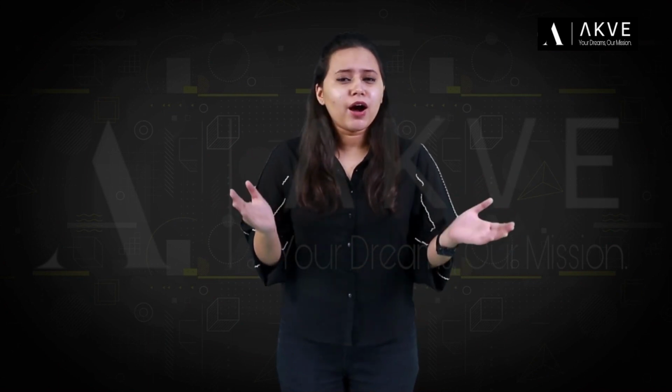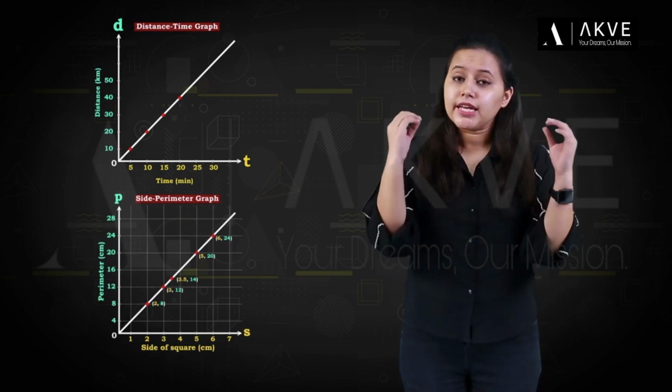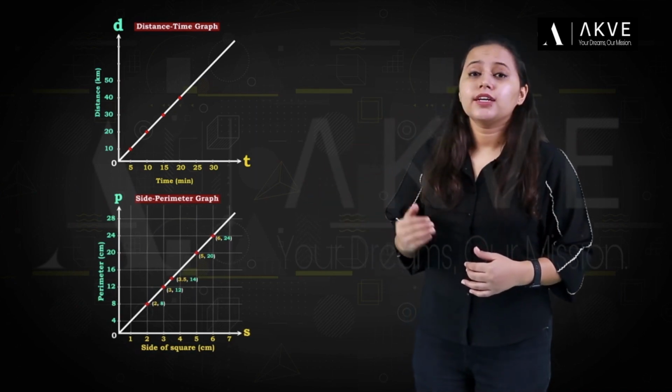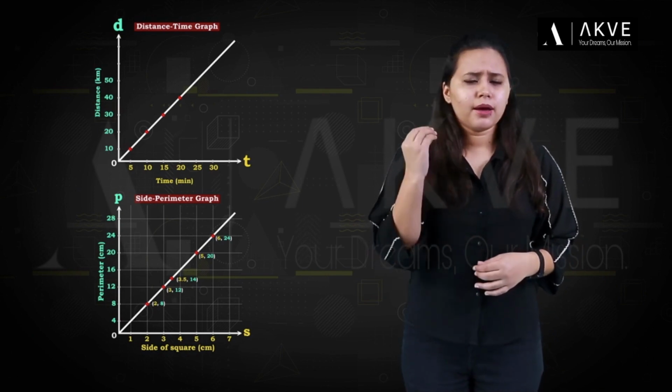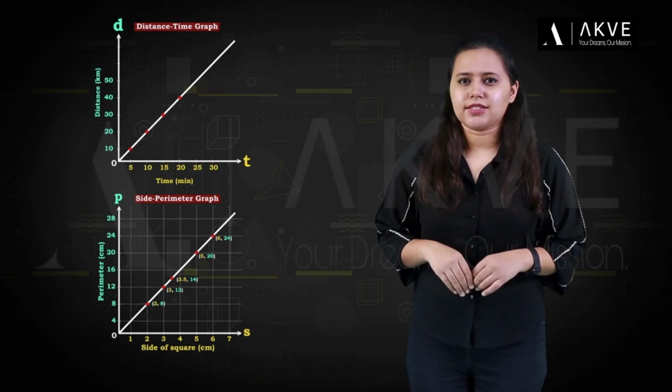So guys, I hope you had fun learning about the coordinate system. Plotting of points in the Cartesian plane can be compared to some extent with drawing of graphs in different situations such as distance-time graph, side-perimeter graph. In such situations, we may call the axes d-axis, t-axis, s-axis, p-axis, etc., in the place of x and y-axis.